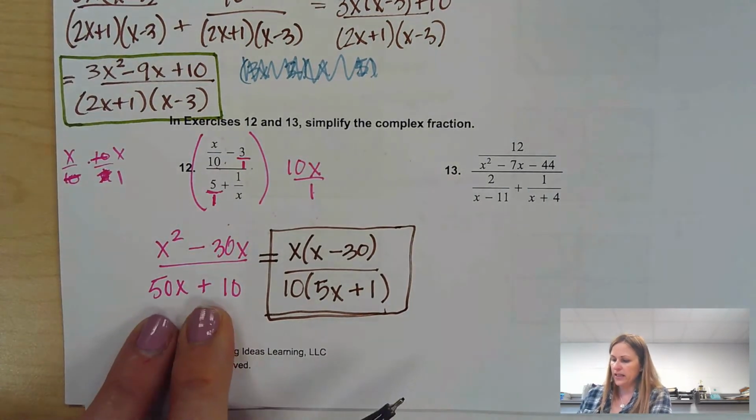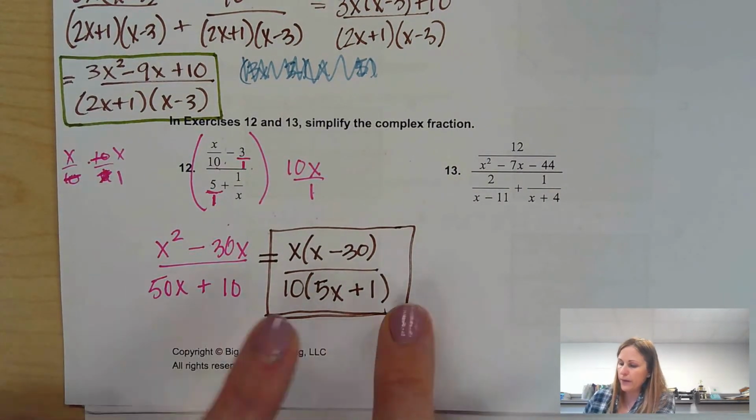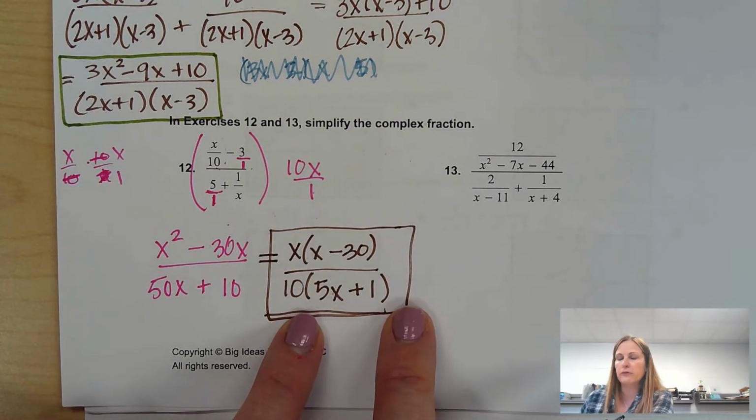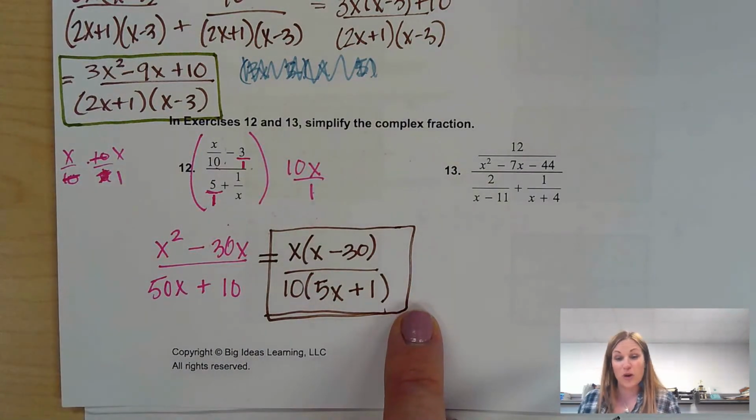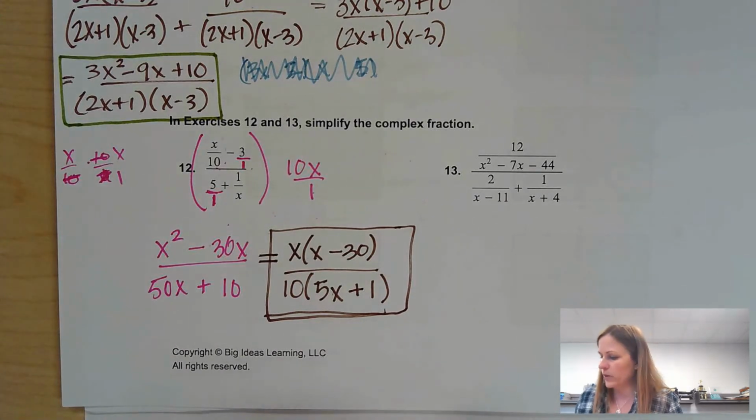Even though this and this are the same thing, I would prefer you write your answer in factored form, because what that does is it shows me that you tried to see if something cancels, and that's ultimately what I'm looking for. That's how you deal with complex fractions.